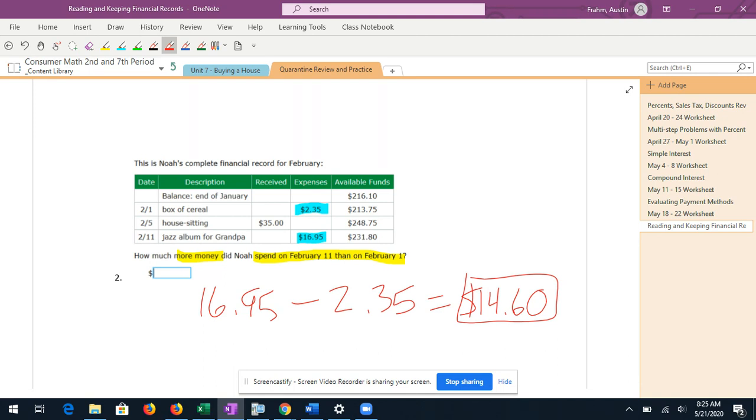All right, so this was still a reading a financial record example, but we did have to do some math work, so be ready for that.